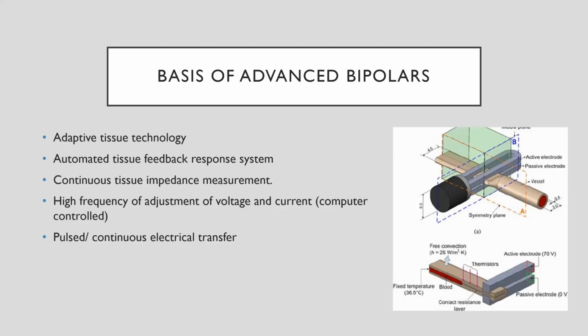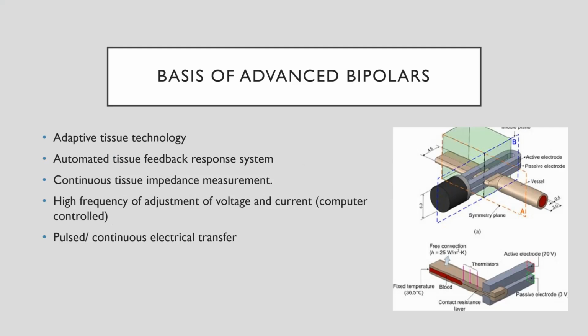So we'll first begin with what is the basis of advanced bipolars. The main difference between our usual bipolars and the advanced bipolars is that advanced bipolars use adaptive tissue technology. Now, what is adaptive tissue technology? It is basically using an automated tissue feedback response system.